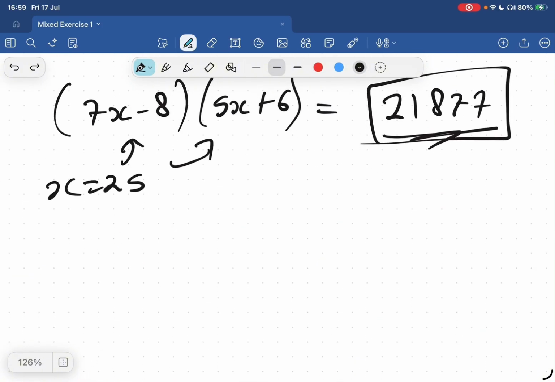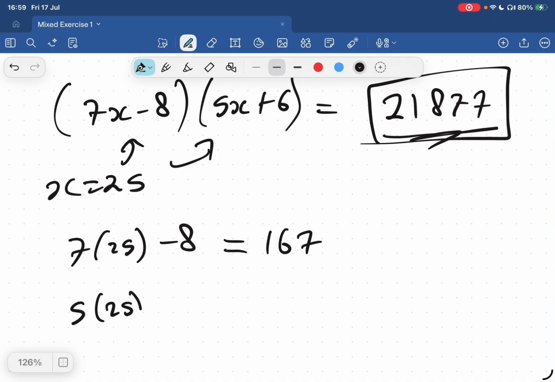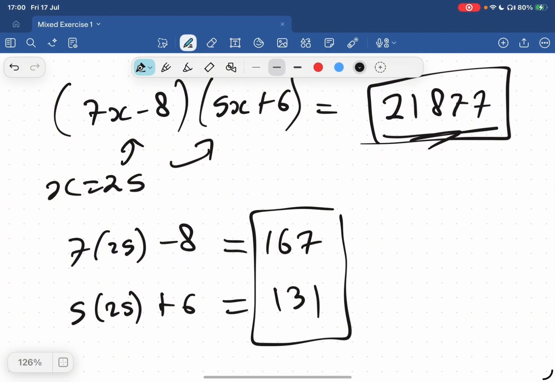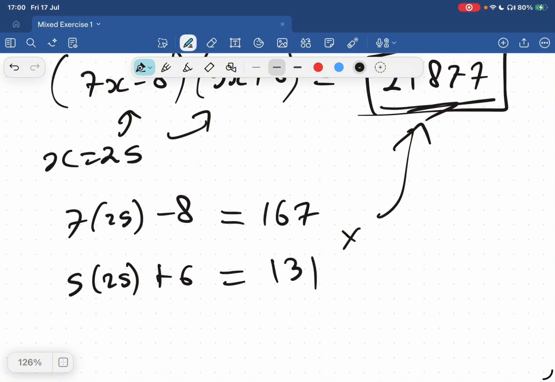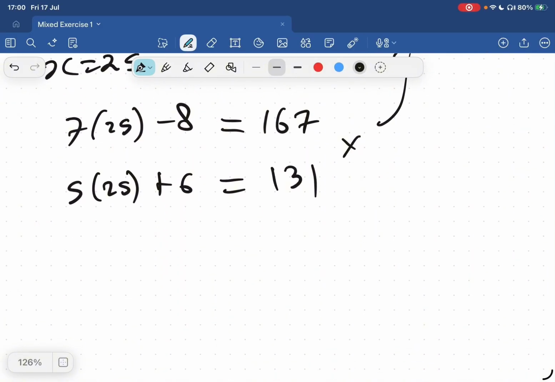So 7 times 25 take away 8. What does that give you? That gives you 167. And then you have 5 times 25 plus 6. That gives you 131. So these are your two product of primes. These are two numbers that times together. You times them together, you get 21,877. So that factorization has taken away the kind of trial and error. Now we need to make sure we can prove that both of these are prime numbers.